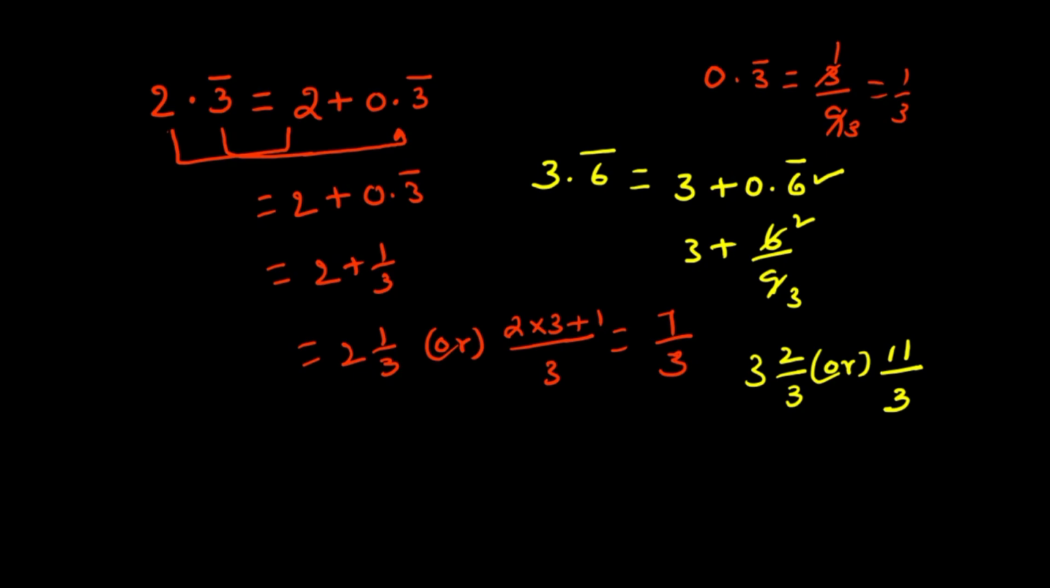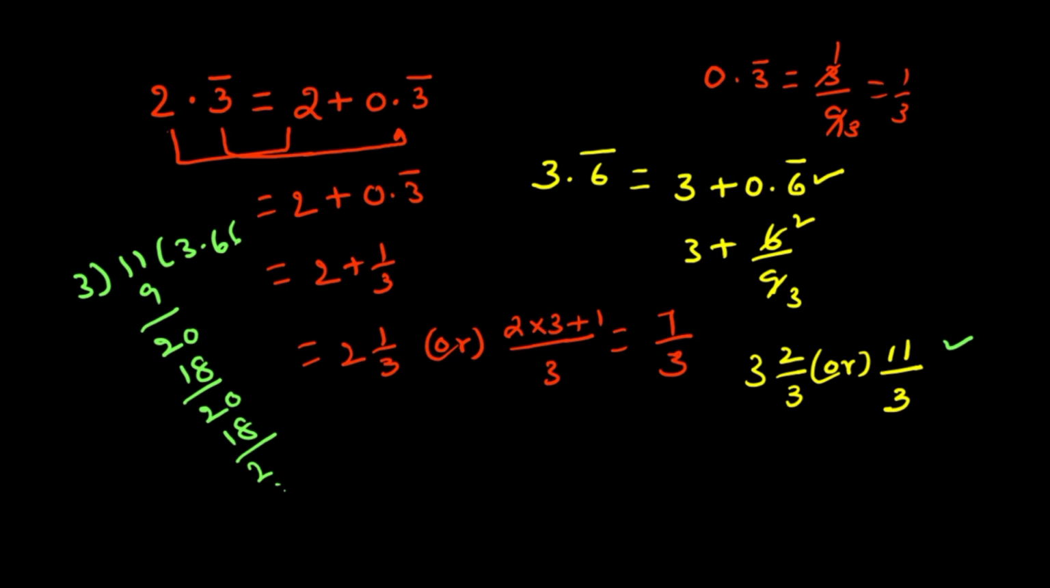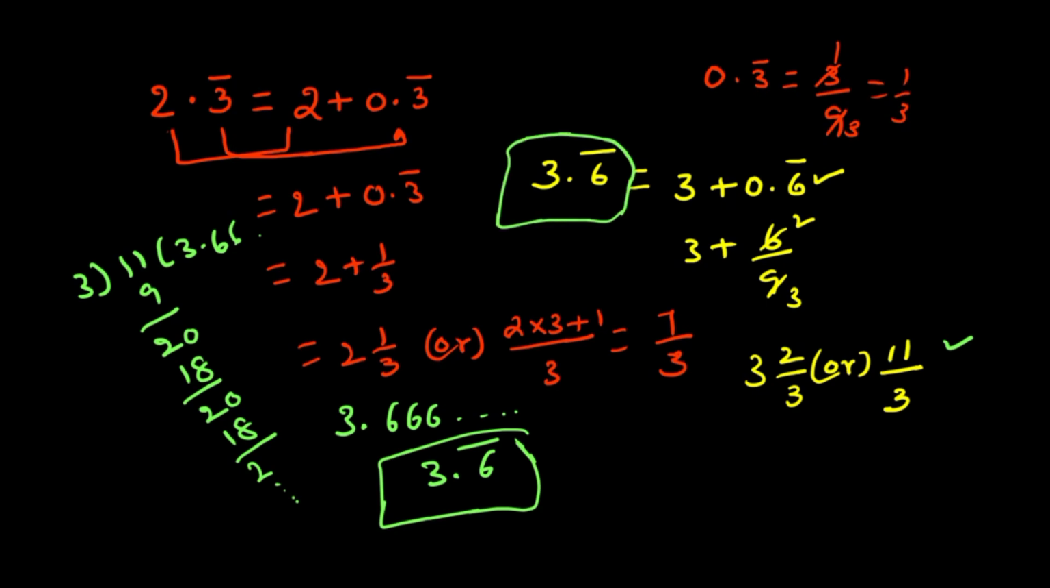Still, if you have any doubt whether it is right or wrong, you can check. You can divide this 11 by 3. See, 3, and here I am going to take 11. 3 3s are 9, 2 we get, take a point here, 0. 3 6 18, 2 remains, so on. It will be repeated like this. So what value did we get here? 3.666 and so on. That means it is 3.6 bar. So this is 3.6 bar, and 11 divided by 3 is the answer for this question.